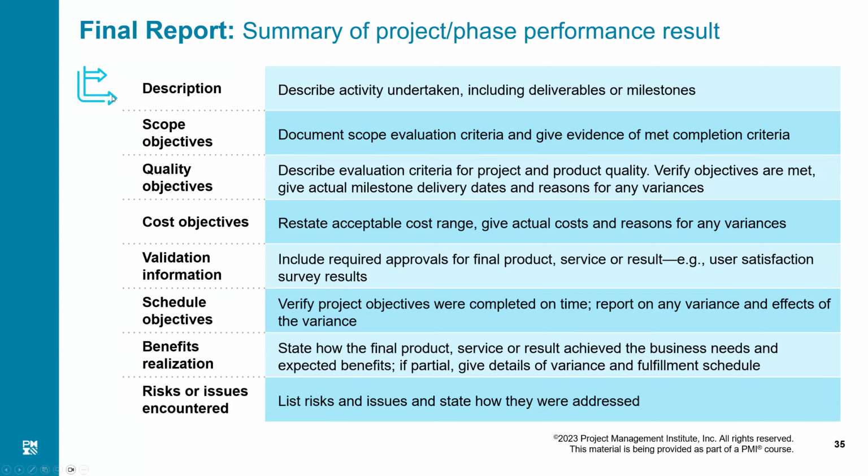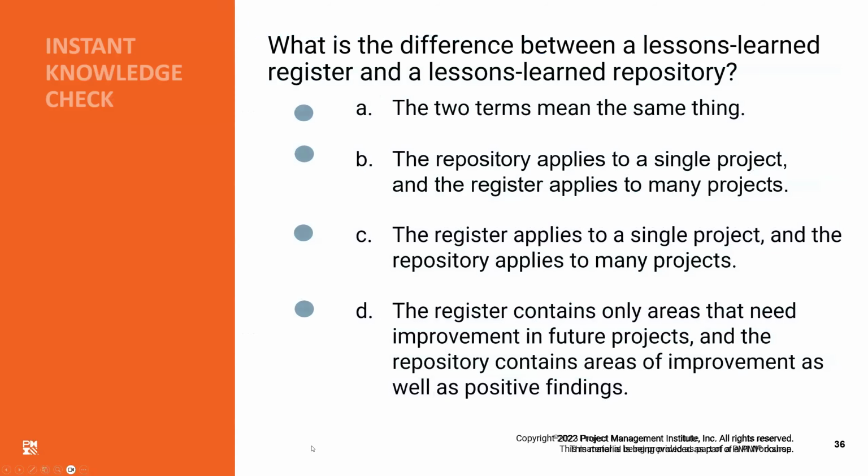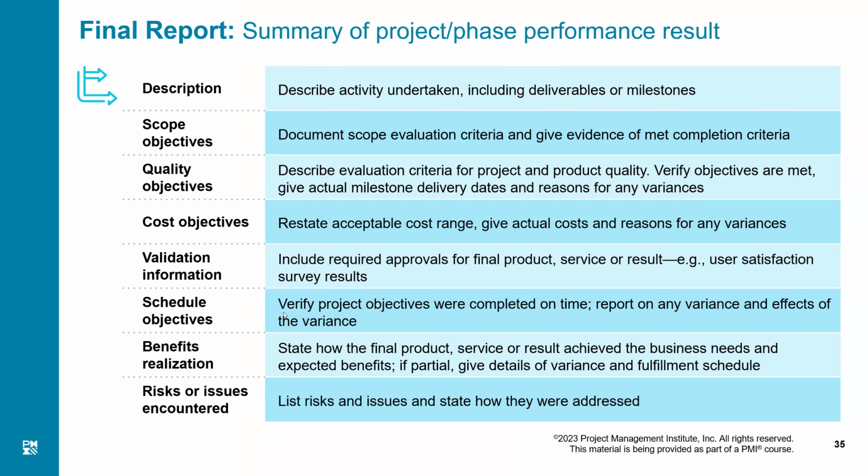For a predictive project, our final report might include these headings, like what is the description of the project, what is the brief scope objective, quality objective, cost objective, validation information, schedule objective, benefit realization, and risks or issues encountered. But this is not an exhaustive list. You could have a couple of more items to be included in the summary, depending upon your type of project. And is it also available in Agile, or it's only in the predictive?